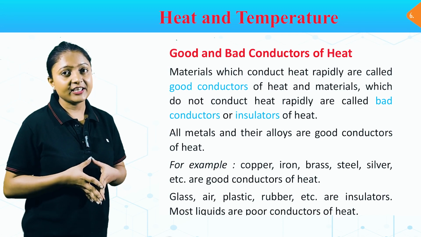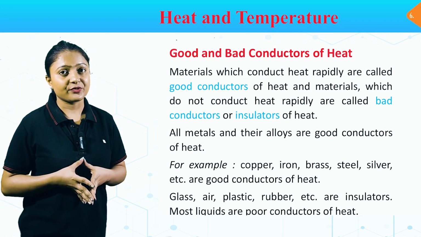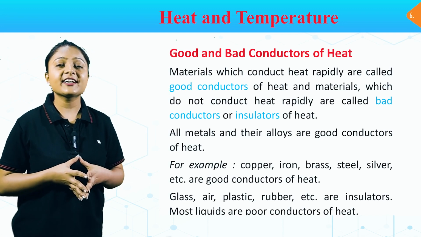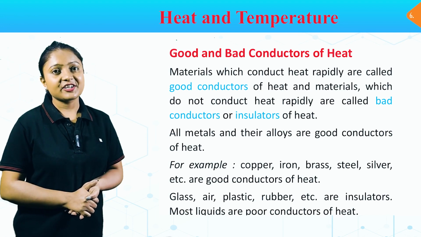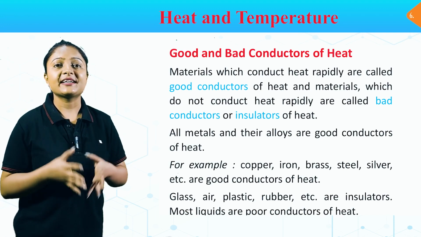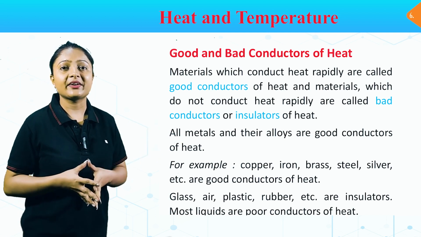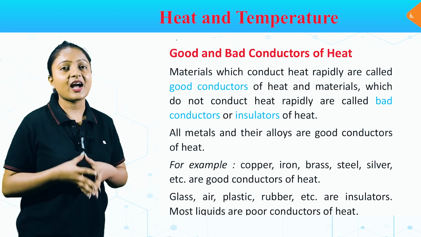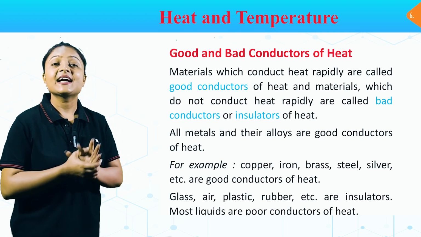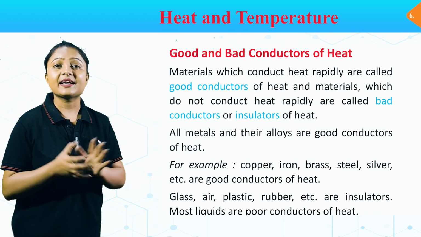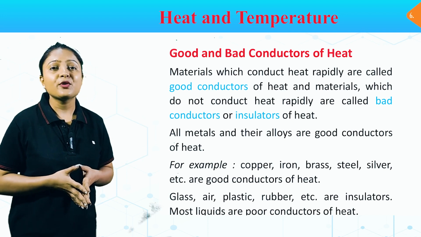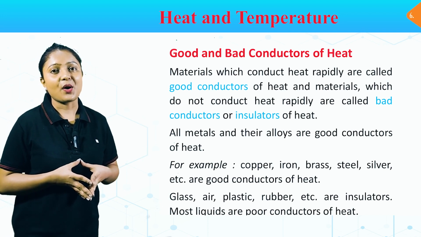Good and bad conductors of heat. Materials which conduct heat rapidly are called good conductors of heat, and materials which do not conduct heat rapidly are bad conductors or insulators of heat. All metals and their alloys are good conductors of heat. For example, copper, iron, brass, steel, silver, etc. are good conductors of heat. Glass, air, plastic, rubber, etc. are insulators. Most liquids are poor conductors of heat.